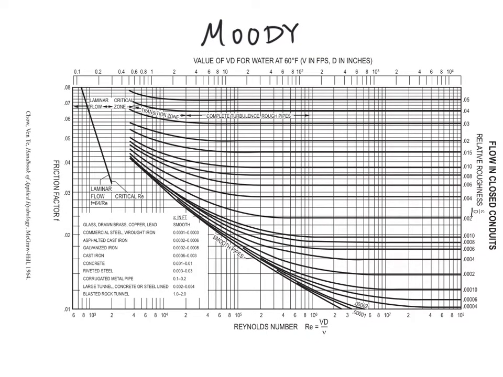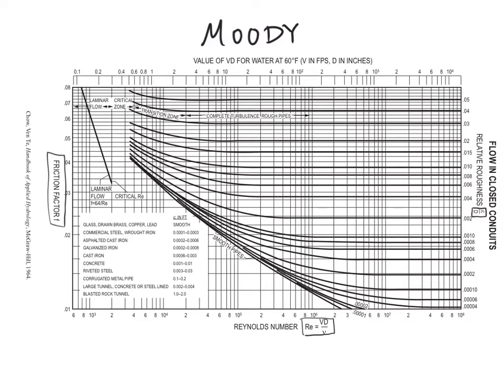This is epsilon over d. So epsilon is the roughness of the pipe, or the size of the roughness elements, and d is the diameter of the pipe. The Reynolds number over here is Vd, so that's the velocity in the pipe times the diameter of the pipe divided by the viscosity of the fluid. And then this friction factor, which is the thing that we're looking for.